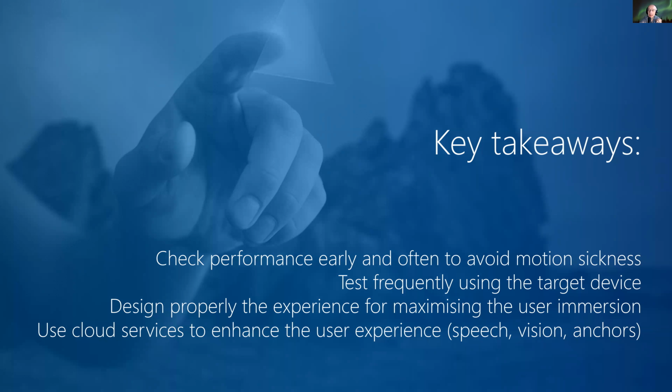And my key takeaways when starting to work with these apps is to check the performance early and often to avoid motion sickness, because this is very important. And clearly, there is no substitute for testing these apps on the device. Test frequently using the target device, and design the experience properly using the 3 types of immersion that we introduced before: the place illusion, the plausibility illusion, and the embodiment illusion. And use cloud services to enhance the user experience.